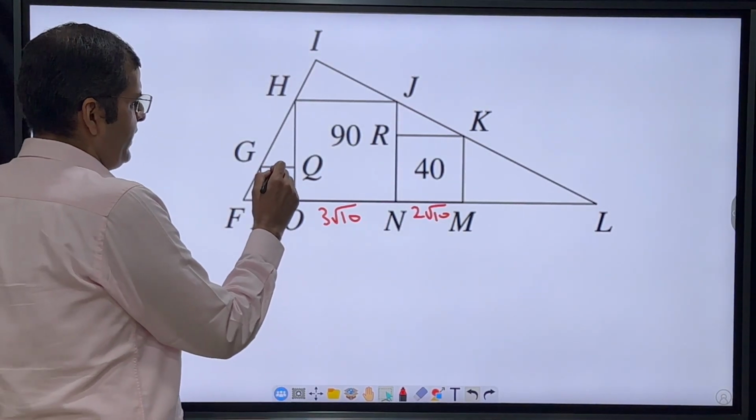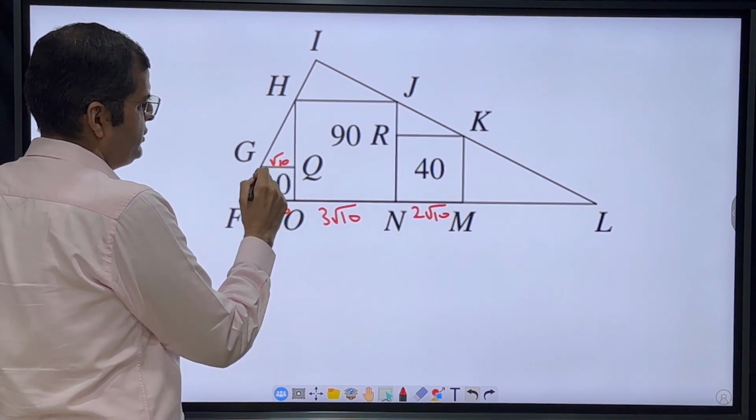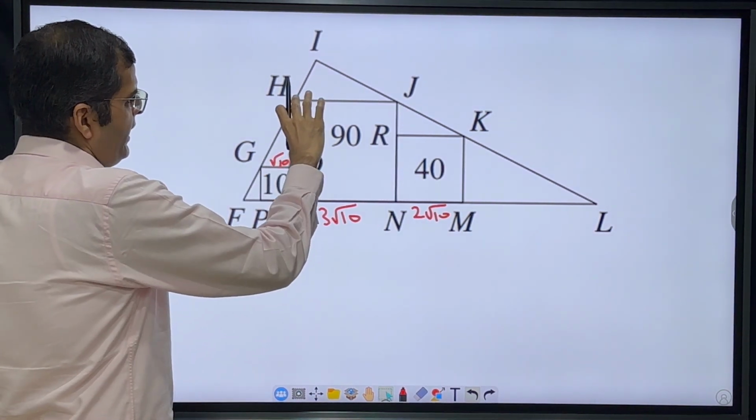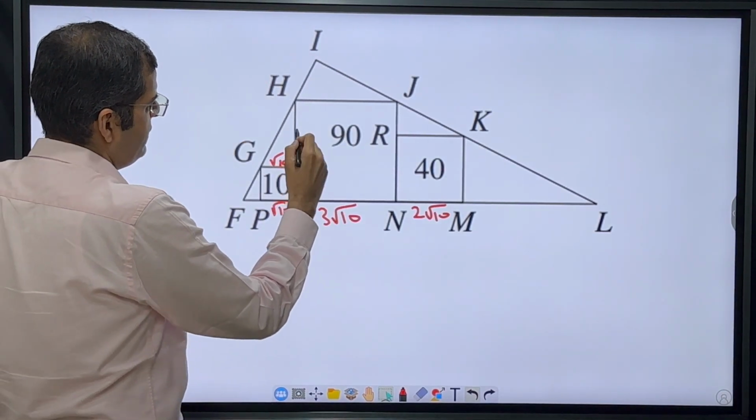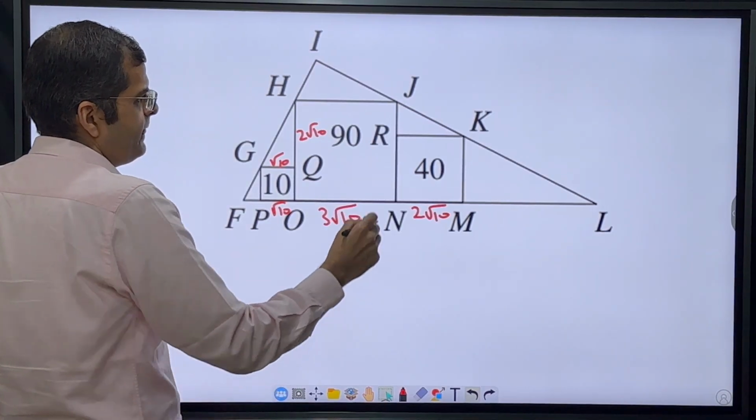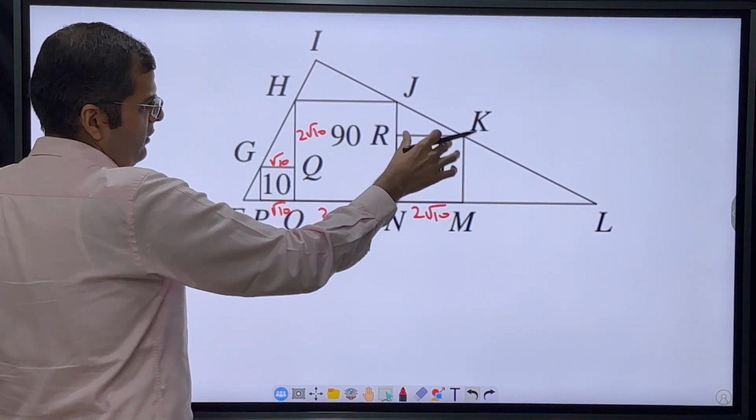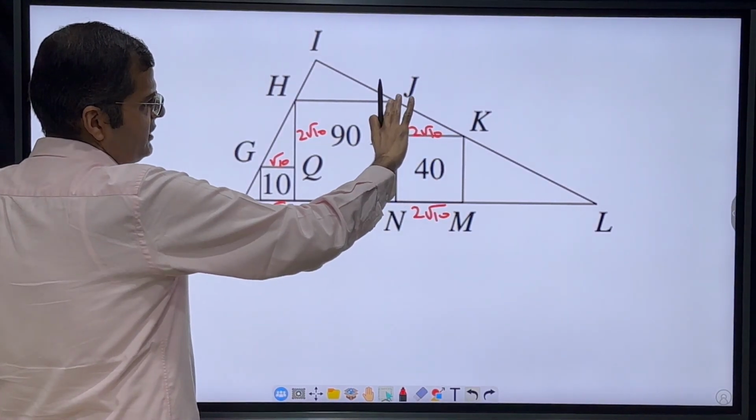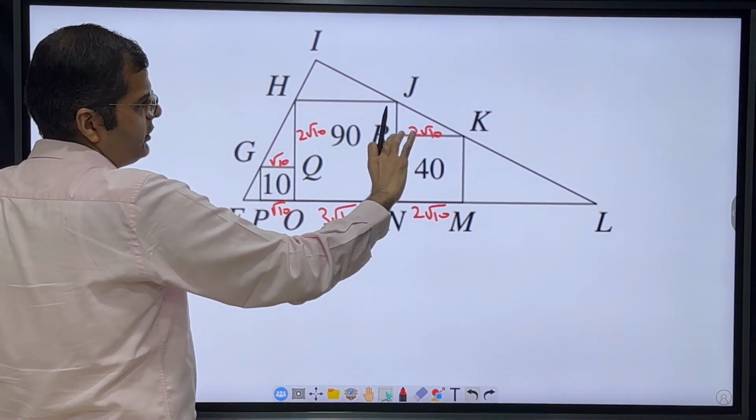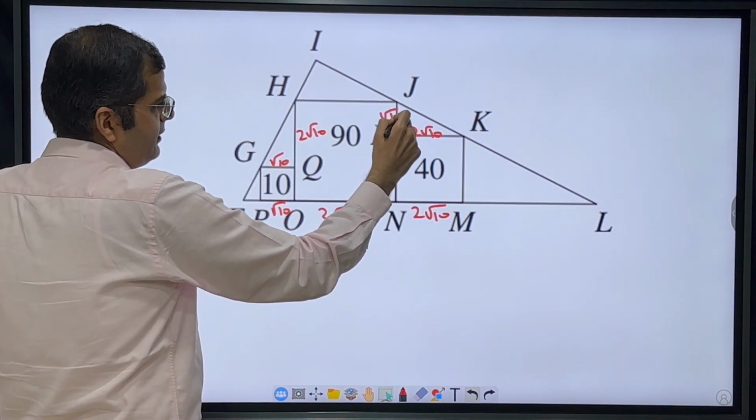Now, if this is root 10, this part here is also root 10, GQ is root 10. HQ will be what? 3 root 10 minus root 10, which is 2 root 10. Here, if this is 2 root 10, this will be 2 root 10. Now, this entire thing is 3 root 10. Out of that, RN is 2 root 10. So, here it will be root 10.